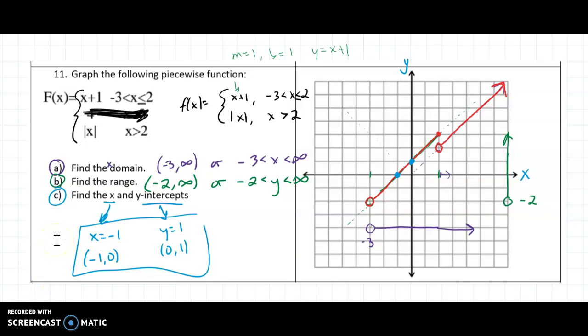So again, I hope you're starting to feel some confidence with these piecewise functions. I hope the coloring helps.